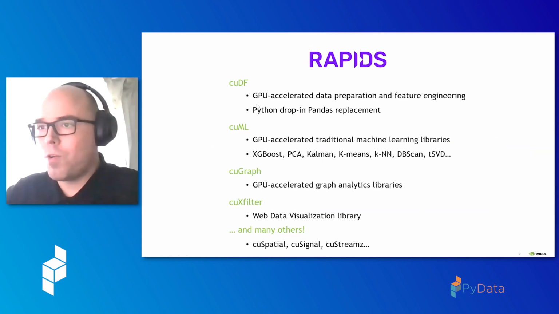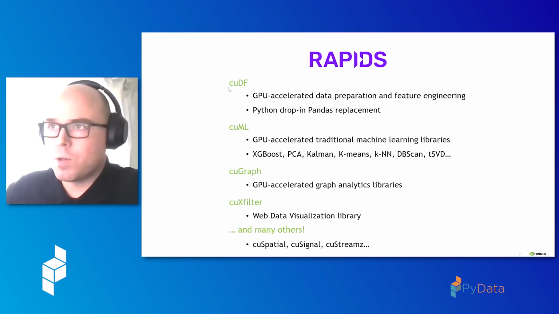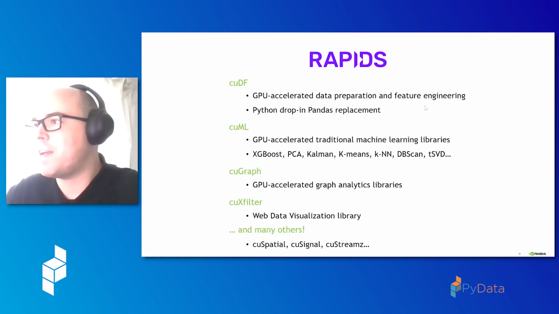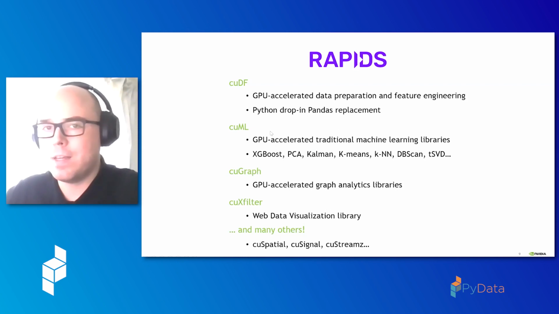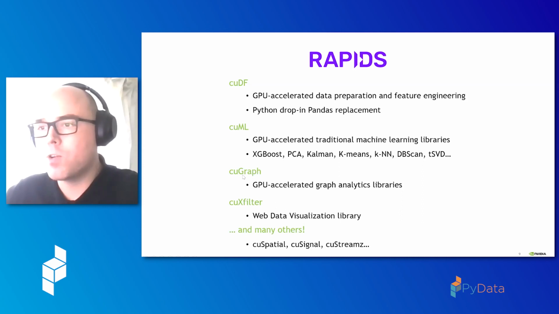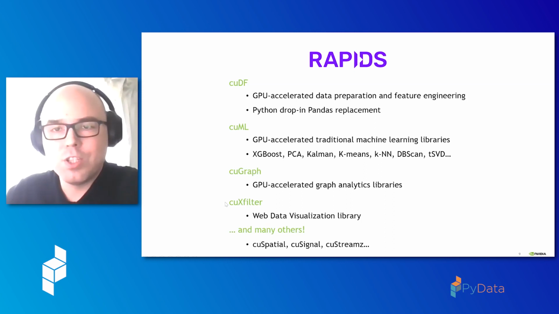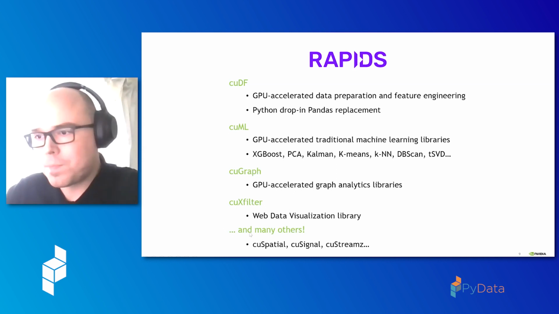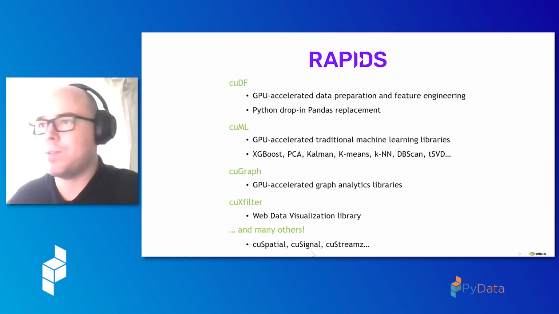In today's talk, I'll focus on the key components of RAPIDS, not all of them. QDF, a GPU accelerated data preparation and feature engineering library, effectively a drop-in replacement for Pandas. QML, a GPU accelerated machine learning library, including XGBoost and quite a wide range of other utilities. We'll go through the detailed list in a second. QGraph, a GPU accelerated graph analytics library, QXFilter, a web data visualization library, so effectively GPU accelerated cross-filter, and a couple of others. We'll at least mention QSpatial, QSignal, and QStreams.